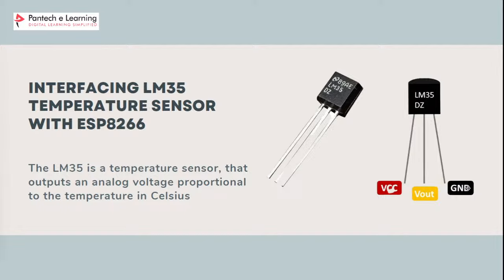So the LM35 operates over a temperature range between minus 55 degrees Celsius to 150 degrees Celsius. The output voltage is linearly proportional to the temperature, with a sensitivity of 10 millivolt per degree Celsius. Note this, sensitivity of 10 millivolt per degree Celsius. The output analog voltage can be converted to a digital form just by using ADC, so that a microcontroller can process it. Okay.